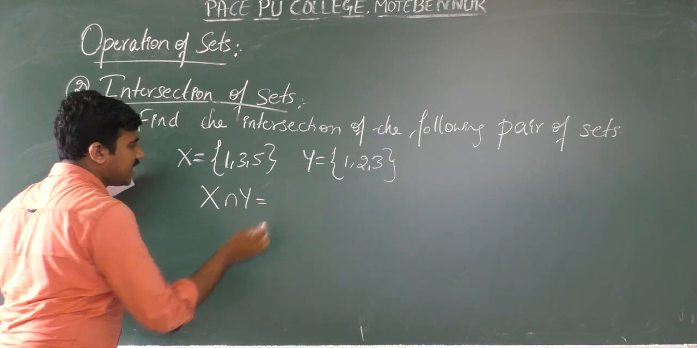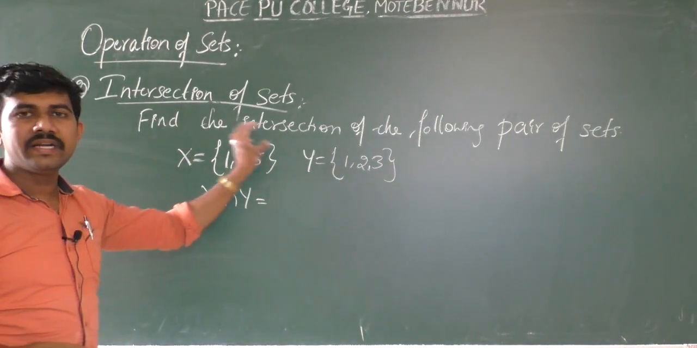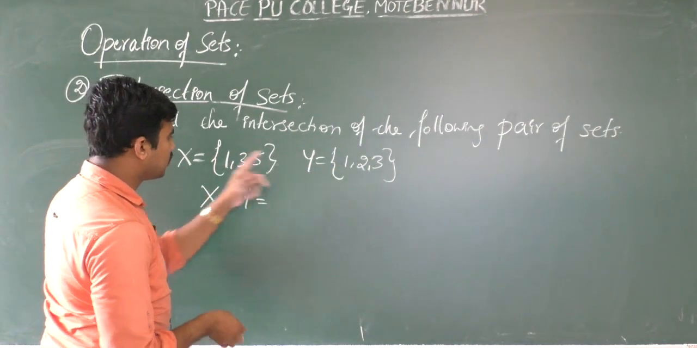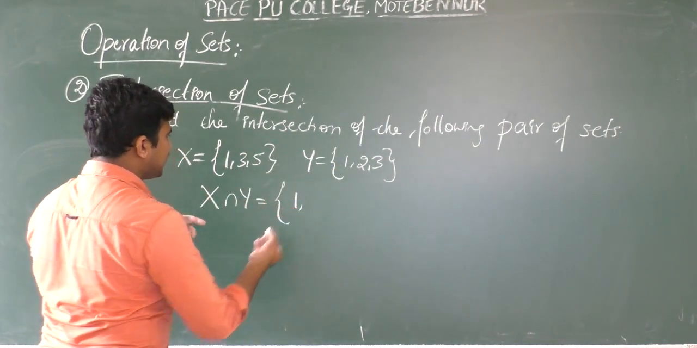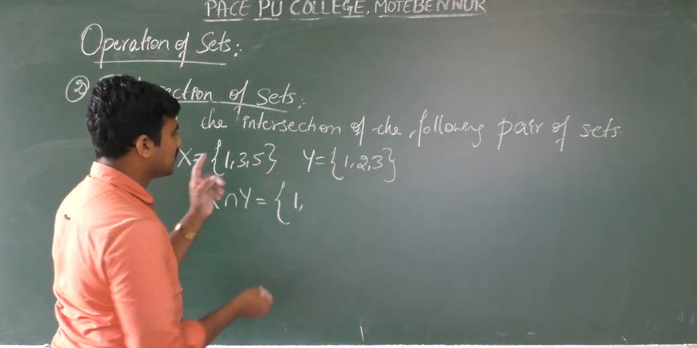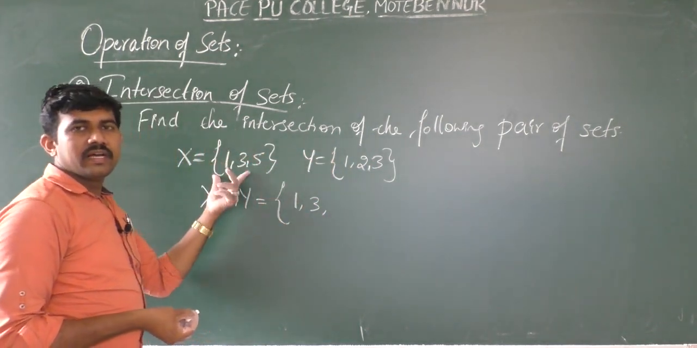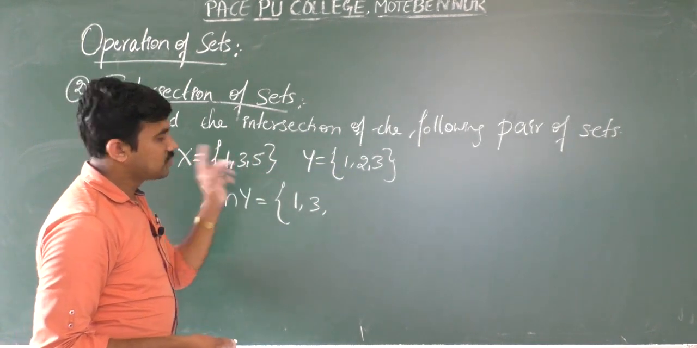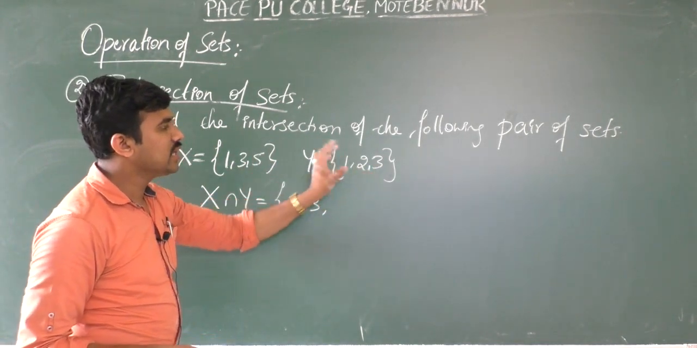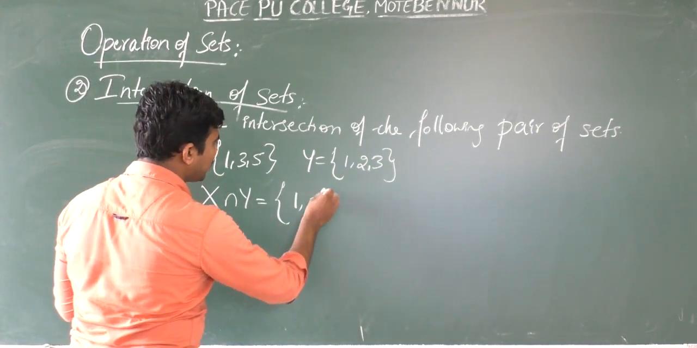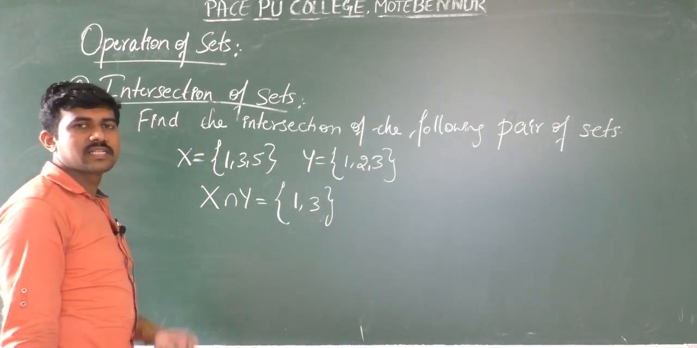X intersection Y is the common elements in both. 1 is common in both, so we collect that element. Next, 3 is common in both, so collect that element. 5 is not common, it is only in X, so we don't write it. 2 is only in Y, not in X, so don't write it. So only 1, 3. This is X intersection Y.